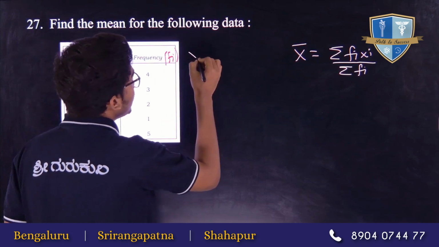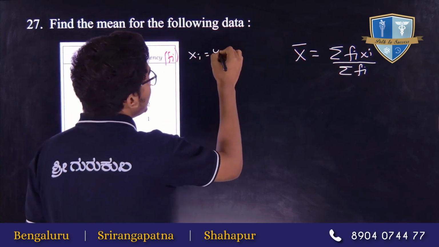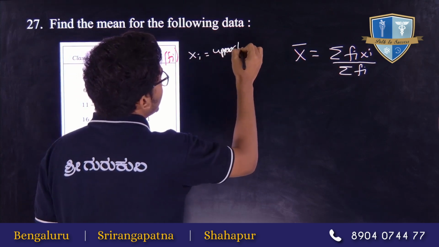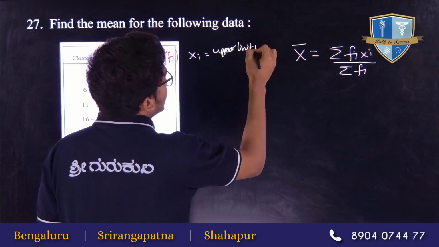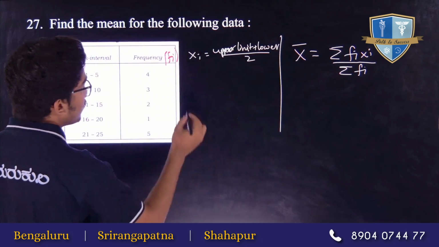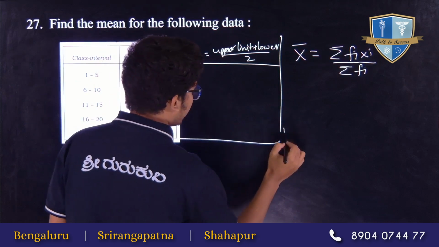To find xi, the formula is upper limit plus lower limit divided by 2. So this is how we will find xi. So let's find xi for all the data.